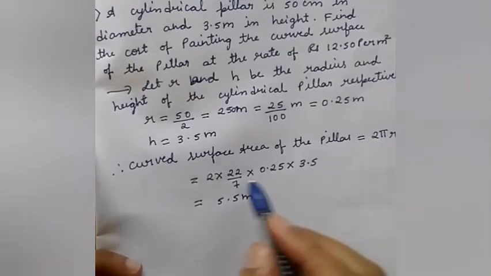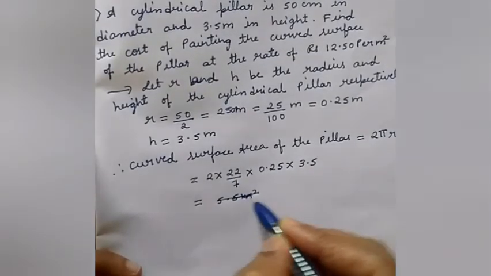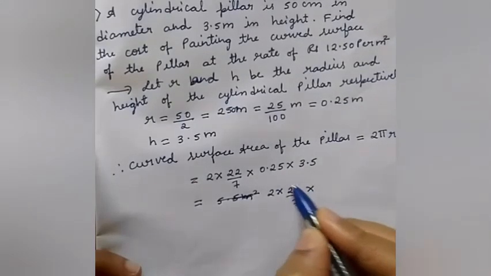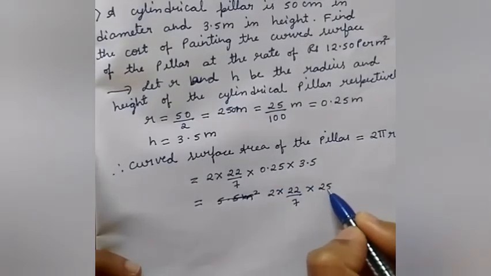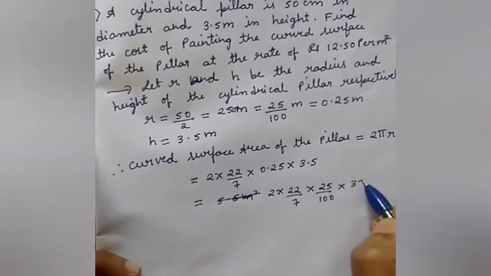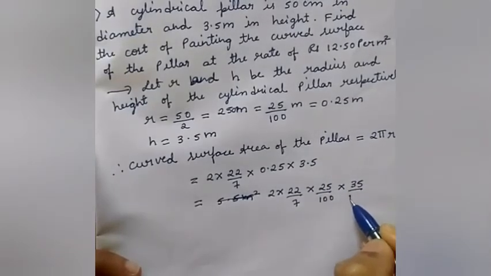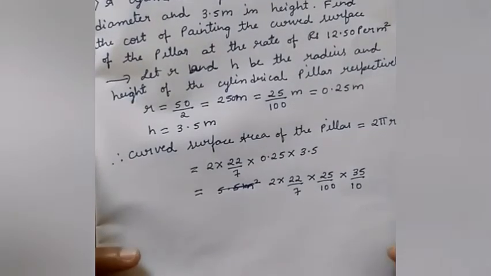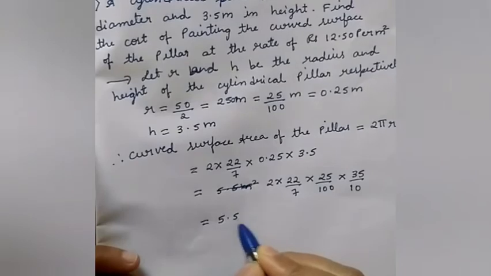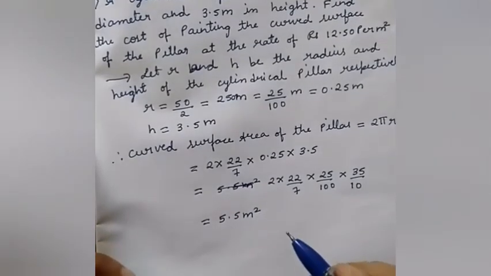If you want for simplification, we can also write this as 2 into 22 divided by 7 into 0.25 written as 25 divided by 100 into 3.5 written as 35 divided by 10, and then simplify it, or you can do it directly. We get it equal to 5.5 meter square.